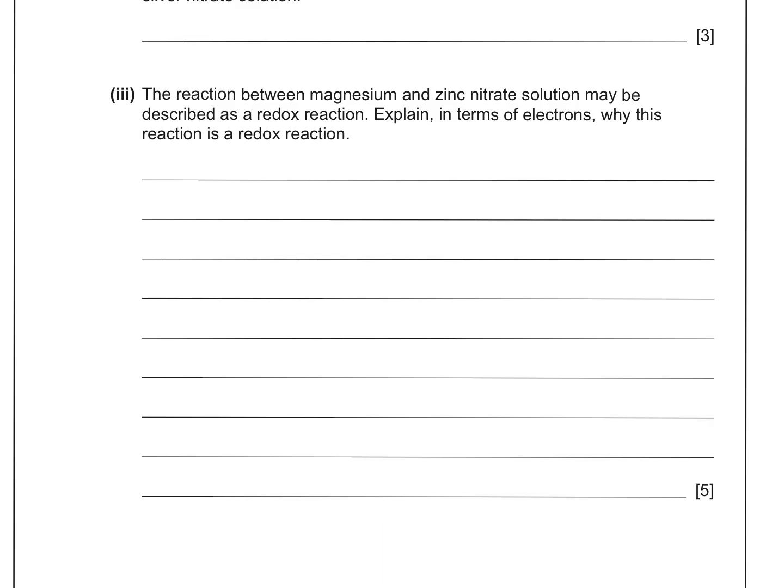Part 2, a balanced simple equation for the reaction between magnesium and silver nitrate solution. Well, magnesium is obviously Mg, silver nitrate is AgNO3. Magnesium is more reactive than the silver, so you get a displacement reaction.